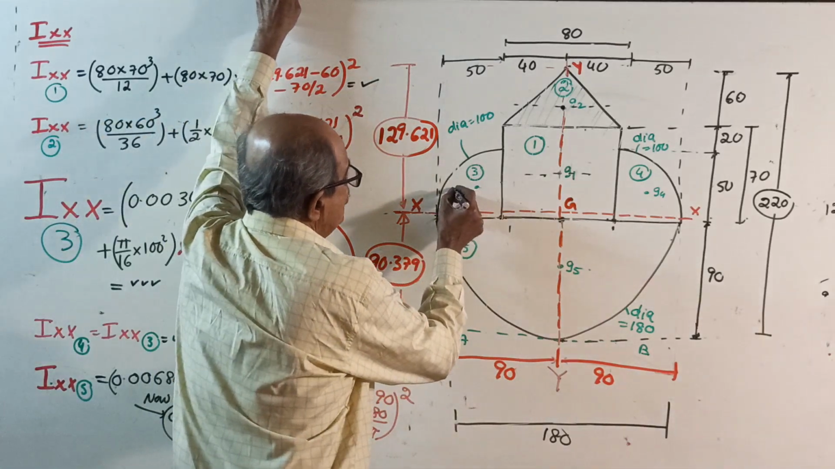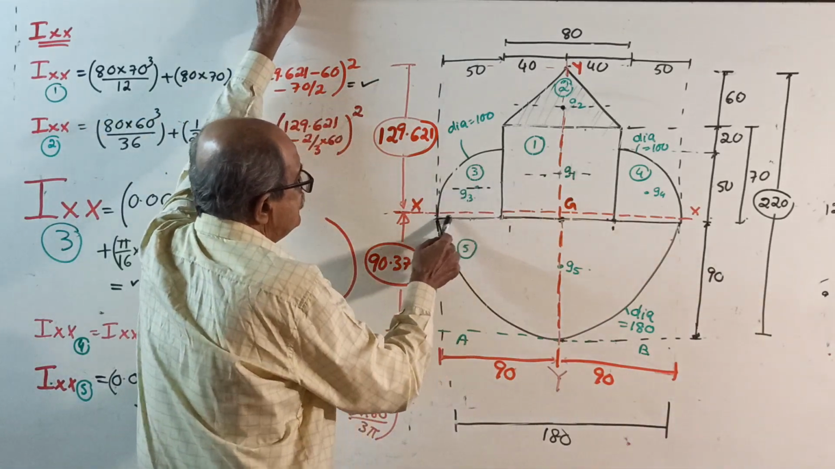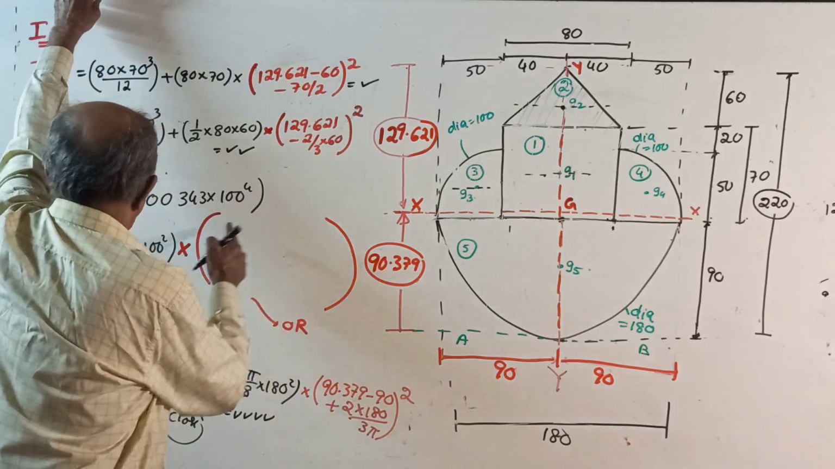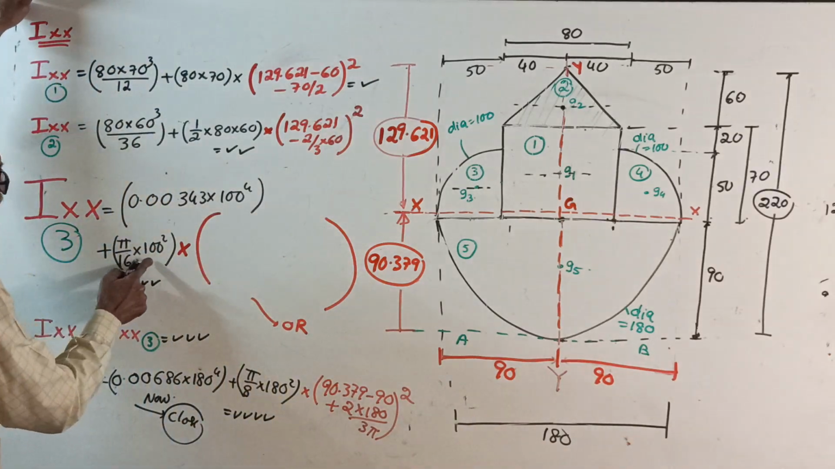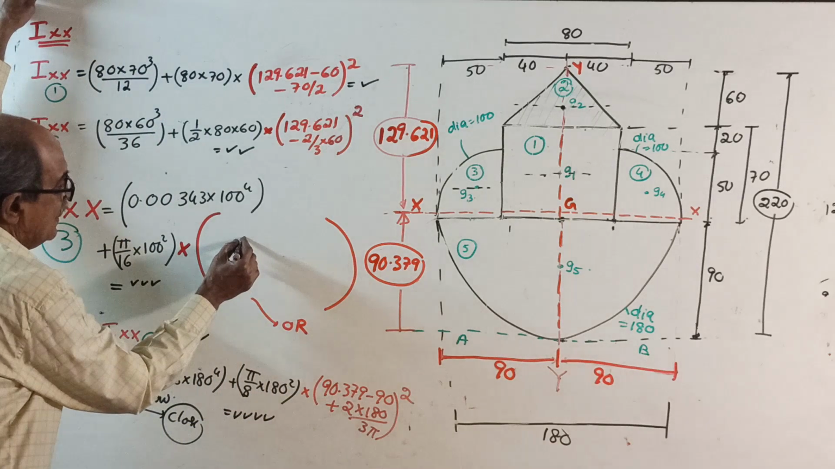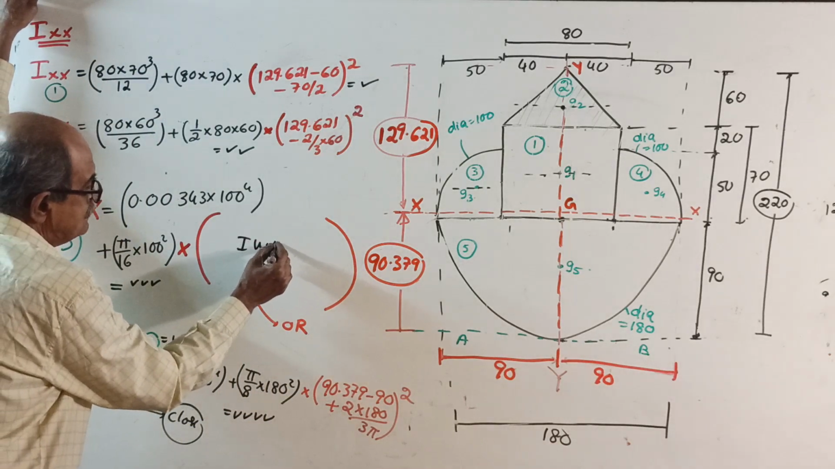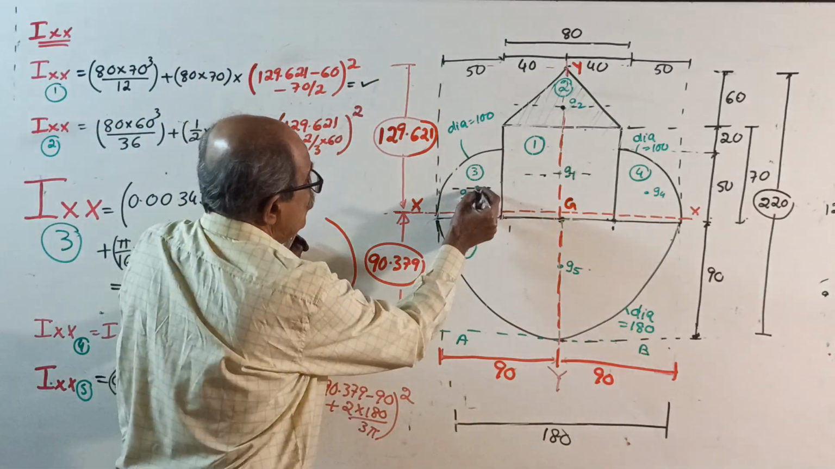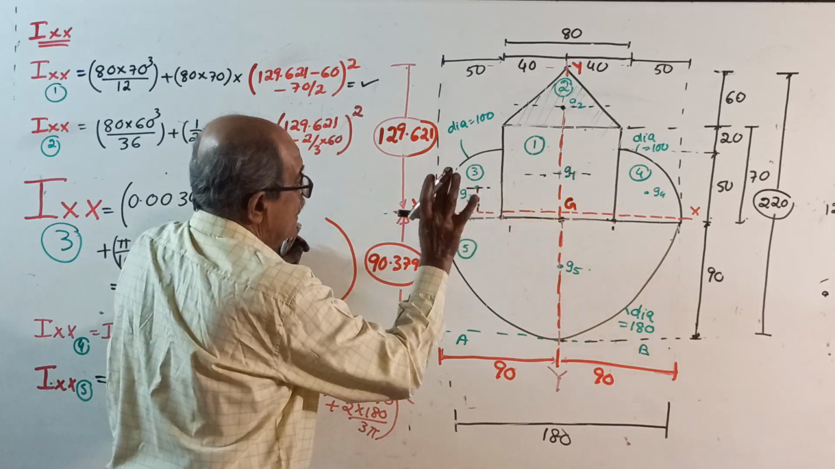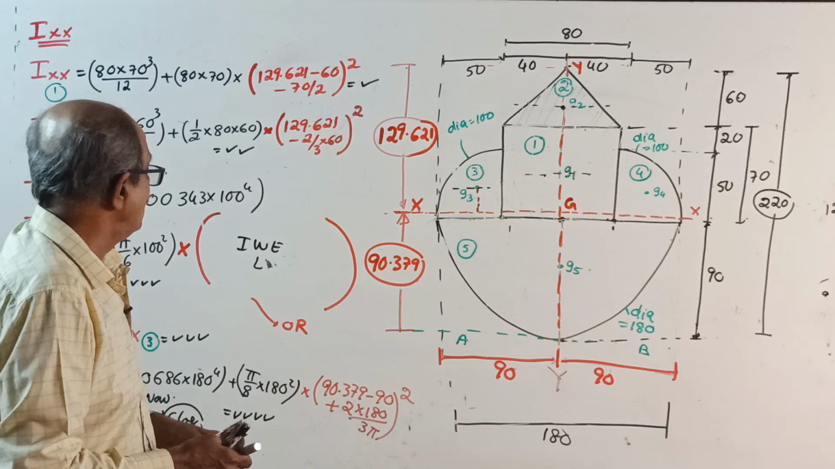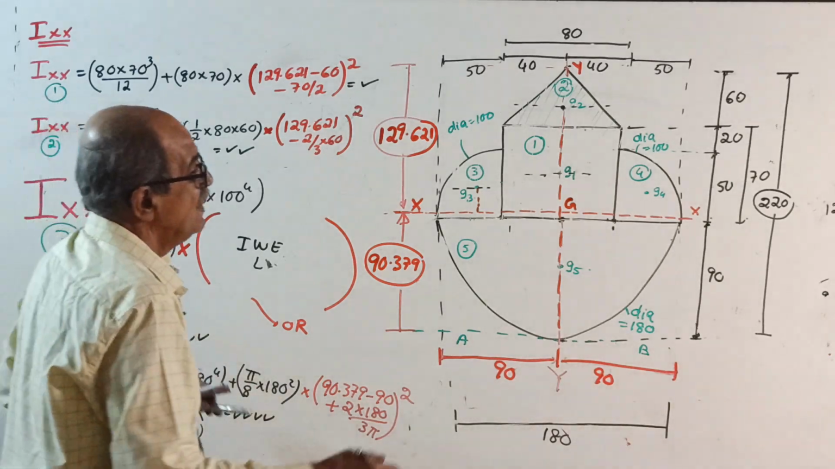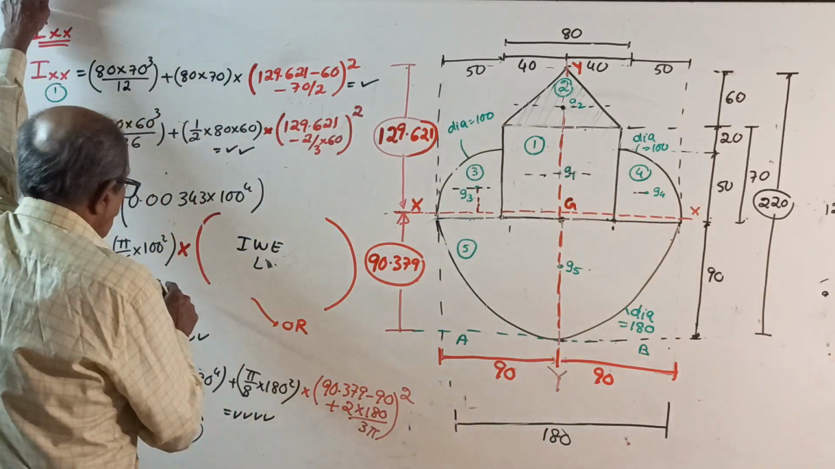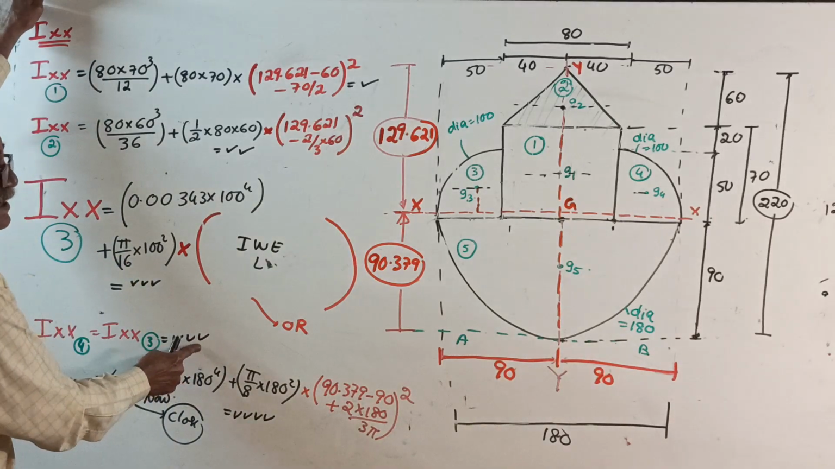IXX for 3. First, I about its own centroidal axis. It is a quadrant of a circle. 0.00343 diameter power 4 plus area pi by 16 diameter square into this, I will explain little later. Into what? Actually, into what? See, into this distance square. I will explain little later. There is a reason. Okay, let it be, triple right. IXX for 4 is same as IXX for 3. Whatever you got here, write the same answer.